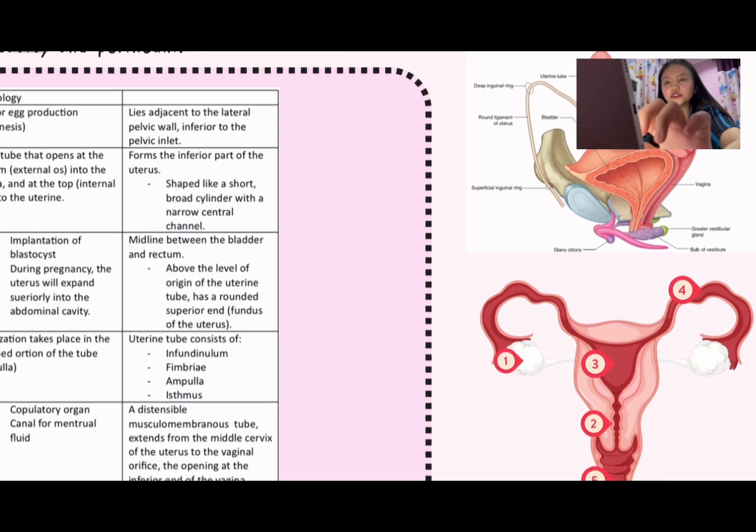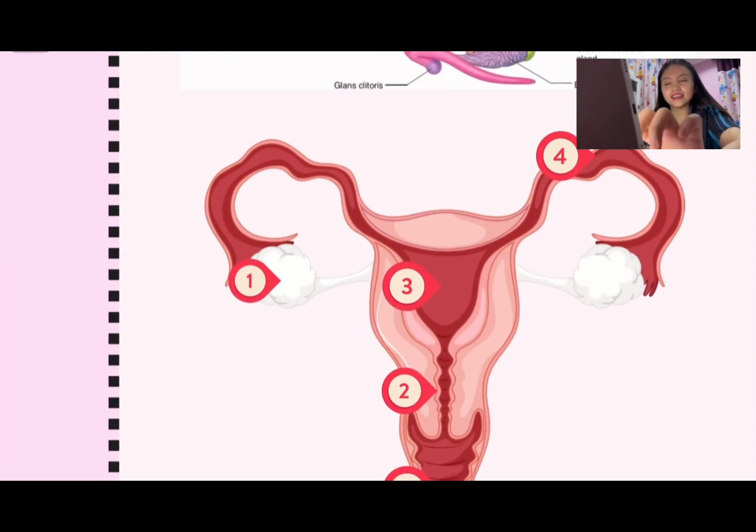For the uterine tube, its function is as a place where fertilization will take place, specifically in the ampulla. And the uterine tube consists of the infundibulum, fimbriae, ampulla, and isthmus.